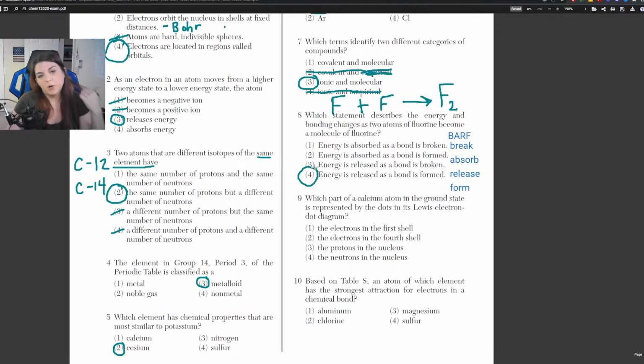Number 9, which part of a calcium atom in the ground state is represented by the dots in a Lewis dot diagram? Okay. This really is just like, what's the definition of a Lewis dot diagram? Lewis dot diagrams are going to show the atomic symbol. So in this case, it would be Ca. And it's going to show valence electrons as dots. Electrons in the first shell are not valence electrons. It's not showing us protons or neutrons. It's just the valence electrons. And for calcium, those happen to be in the 4th shell.